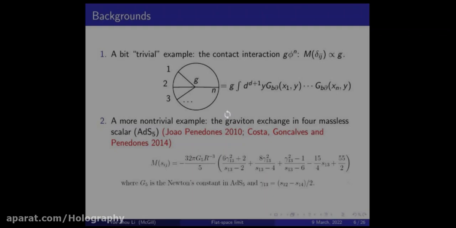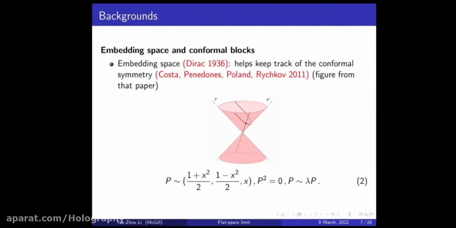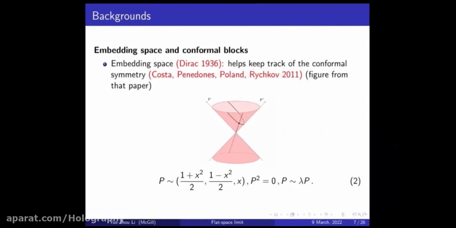So let me move to the embedding space and conformal blocks. The embedding space of conformal field theory was first introduced by Dirac, but later developed by Costa, Penedones, Poland, Rychkov, about 10 years ago. And this is basically the figure. The idea is that we embed the space of the CFT into a space of two higher dimensions, such that we can realize the conformal symmetry as a linear symmetry in the higher dimensional space. It's just the Lorentz symmetry.